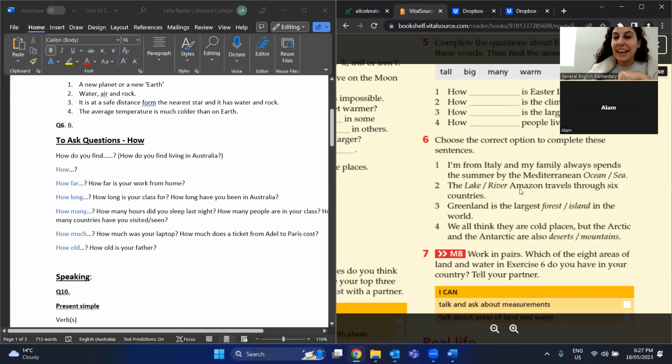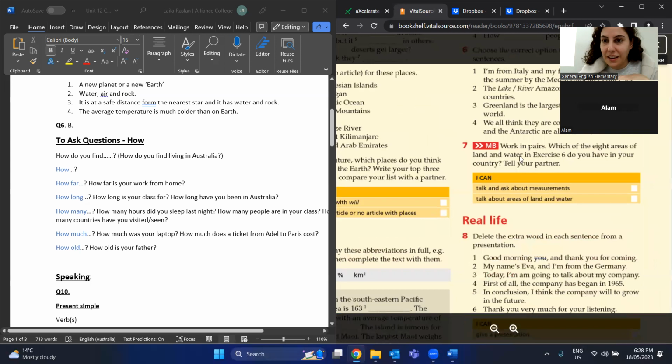Okay, number 3, Greenland is the largest island in the world. Island, the S is silent. We all think they are cold places, but the Arctic and Antarctica, so remember Arctic on top of the world, Antarctica on the bottom, are also... This is an interesting one. It's a desert. They're also deserts. So desert doesn't just mean that it's hot.